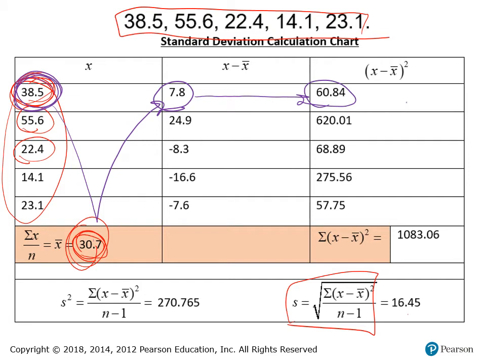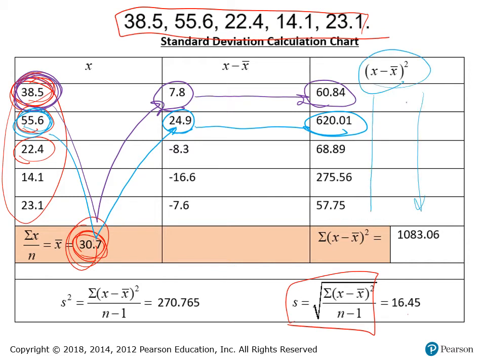And then I'm going to do that again. I'm going to take this data value, subtract the mean, get this answer. While it's sitting in my calculator, square it, I get this answer. And I'm going to keep doing that. Once I get this column here, I have x minus x bar squared for each one of our corresponding data values. I then have to add all the x minus x bar squareds, and that's where this 1083.06 would come into play.